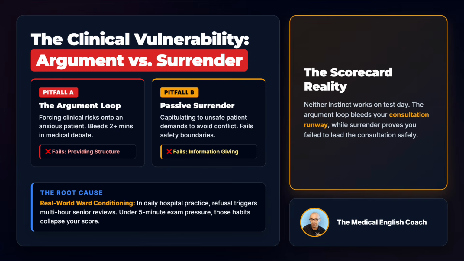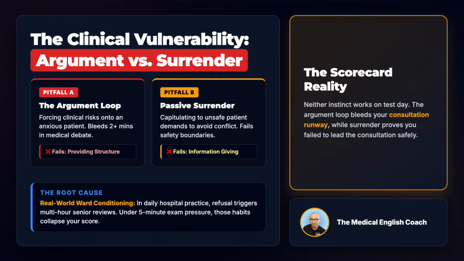To understand why competent doctors struggle when an OET patient pushes back, we have to look at real-world hospital conditioning. In daily ward practice, when a patient refuses critical care, you have time to bring in senior consultants, talk with family members, or document refusal of treatment forms over several hours. But under the psychological pressure of a timed 5-minute simulation, those real-world habits fail you. Doctors usually slip into one of two damaging patterns on their scorecard.